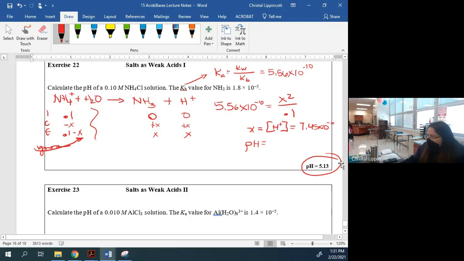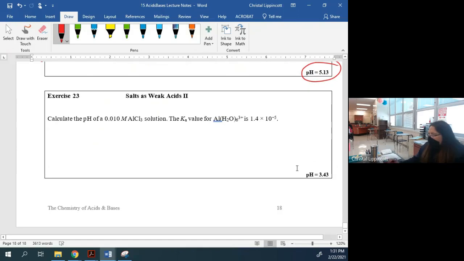All right. So then salts as weak acids are the next ones. And this one, we are going to calculate the pH of a 0.01 molar AlCl3 solution. The Ka value is given here. We've got to figure out, okay, what's going to happen here? Well, our aluminum is going to go together with water. It's going to pull off some of those OHs to make the AlOH, and then it's going to leave behind your hydrogens. So keep that in mind when you're doing this.